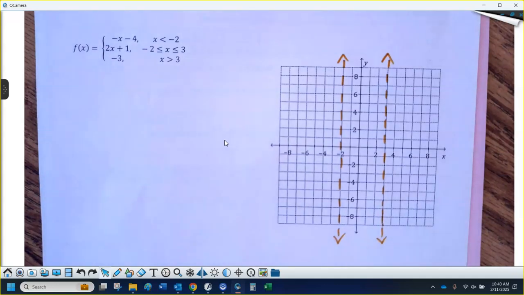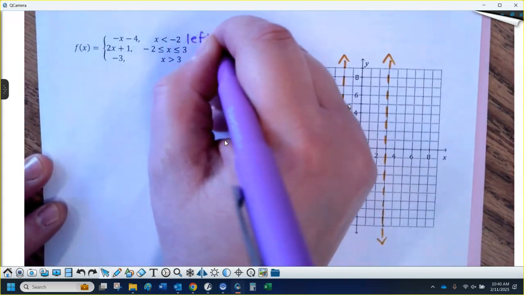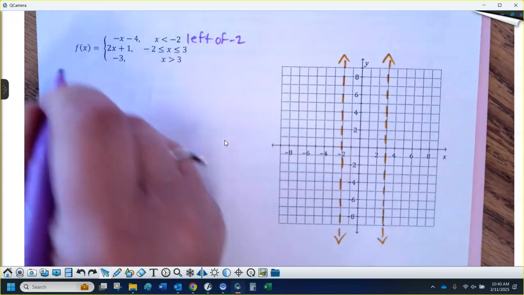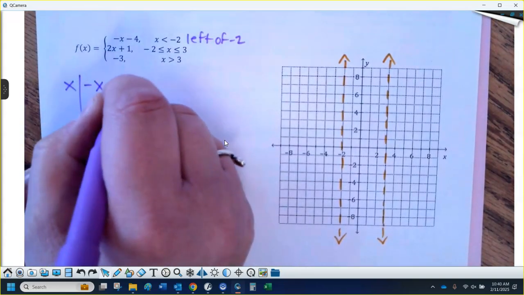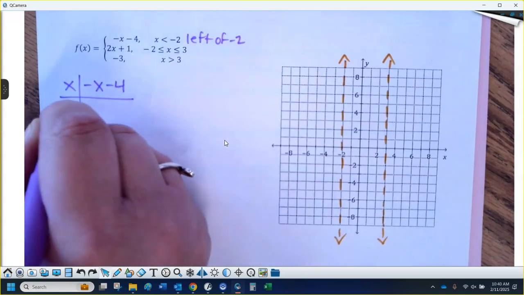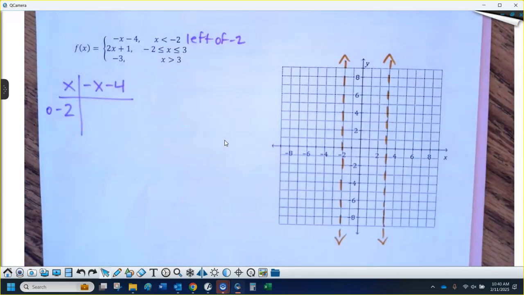So again, I'm just going to grab the first piece. It's going to be left of -2. So I'm just going to make myself a little tiny t-table, -x minus 4, and start with whatever that value is in the inequality. This one's similar to the one we just did where it was just a plain less than. So I know this is an open circle.